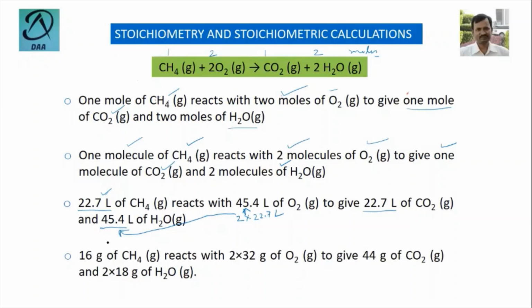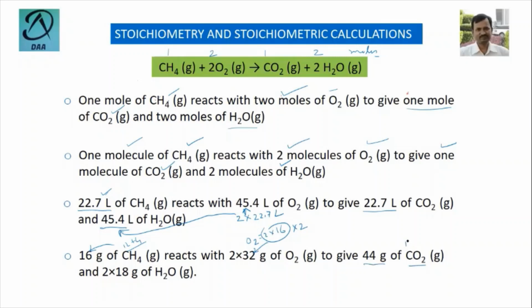Another way you can represent it: CH4, its molecular mass is 12 plus 4, so it is 16. So 16 gram of CH4 gas reacts with 2 into 32, that means O2 is 2 into 16, so it will be multiplied by 2. And it will give the product 44 gram of CO2.